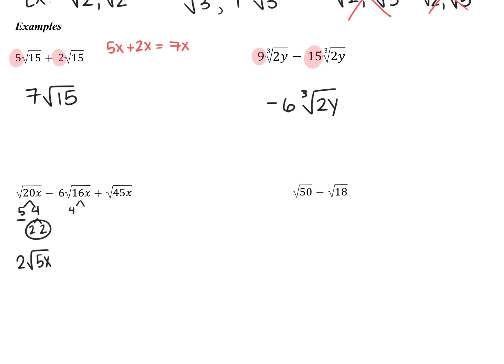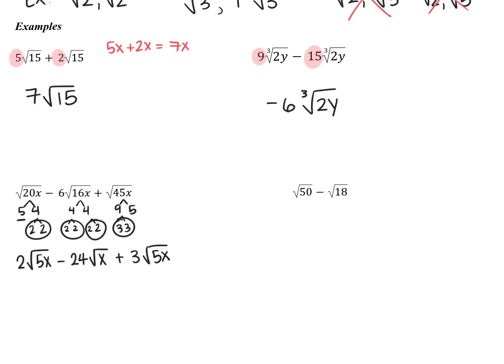16 I can break down as 4 times 4, which becomes 2 and 2 and 2 and 2. So I have two groups of 2 here, which have to multiply with the 6 that's already out there. So it becomes 6 times 2 times 2, which gives me 24 square root x, because there's no number left underneath, but I still have my variable x. And then 45 I can break down as 9 and 5, and then 9 is 3 and 3. So I have a group of 3's. So it becomes plus 3 square root 5x.